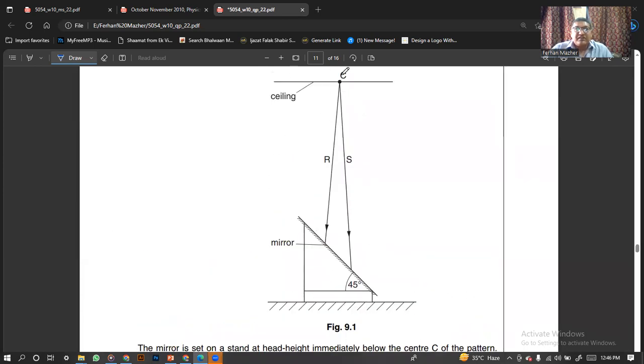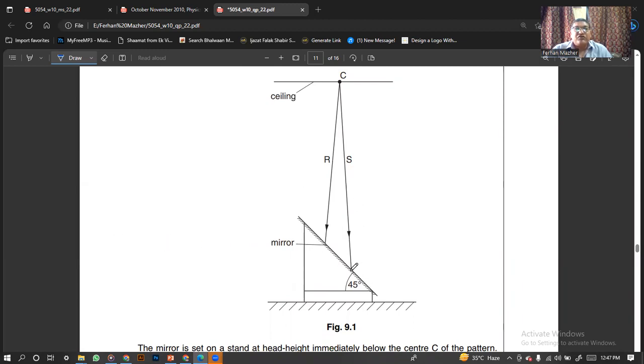So, these are the two rays, R and S. What you will do, you will put your protractor here and draw a normal. Then check how much the angle of incidence is. Then I will draw the same angle of reflection, and I will draw this line, the reflected ray for R. And I will prolong that reflected ray behind the mirror.